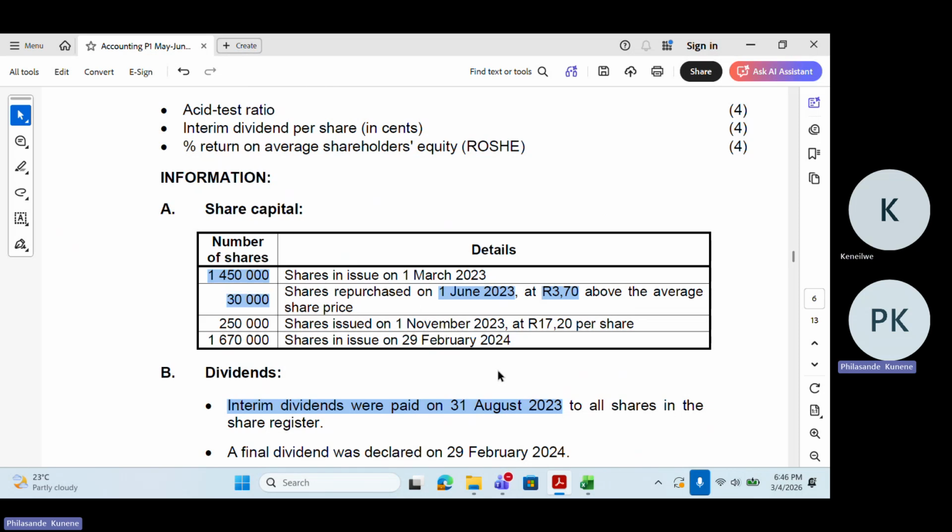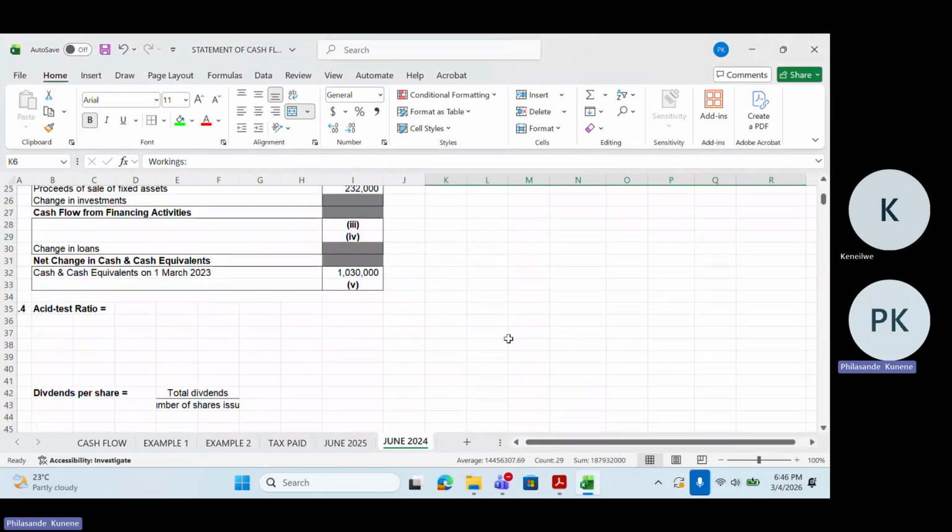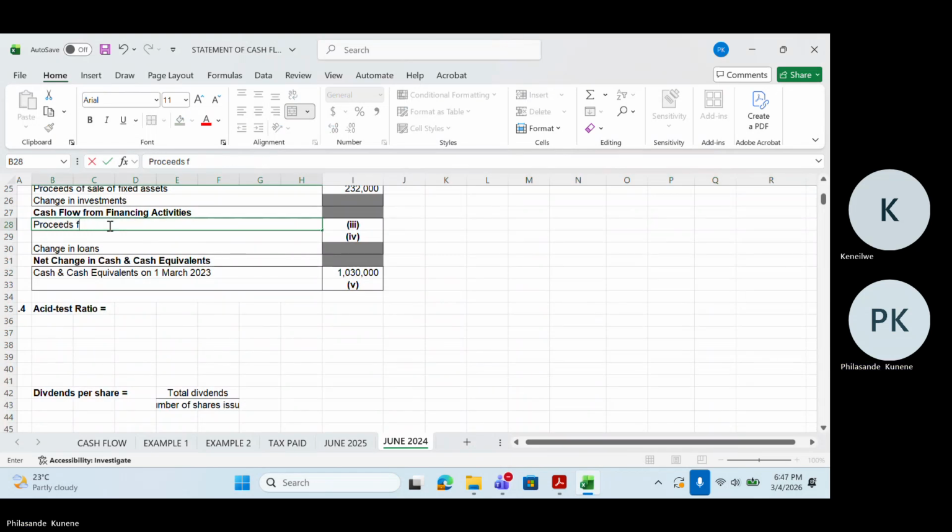2023. Okay, so let's start with the share buyback. We do have what? The proceeds from issue of shares. And we're going to have what? Shares repurchased, right? Okay, proceeds from issue of shares.